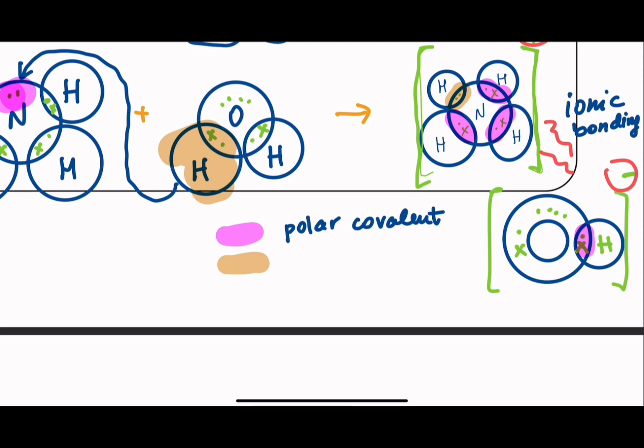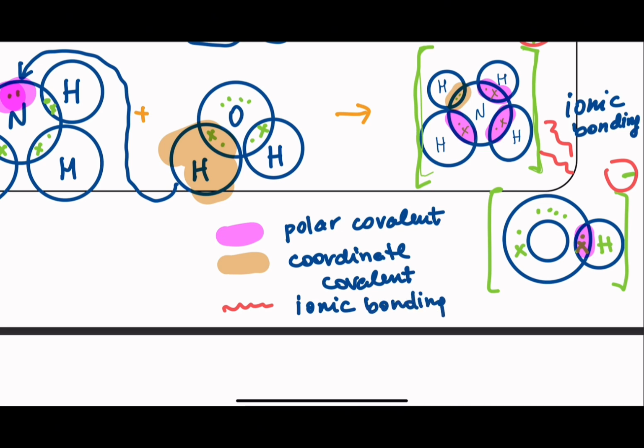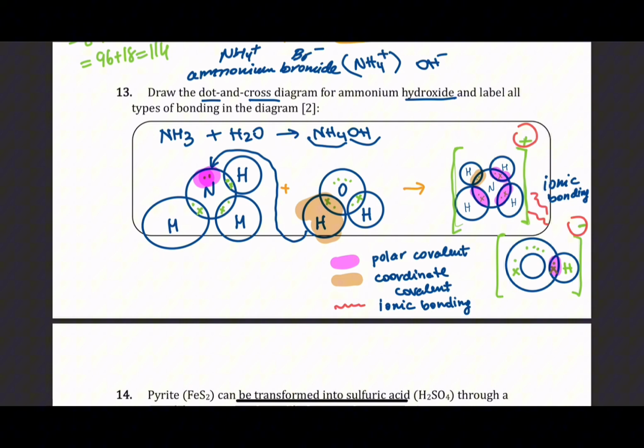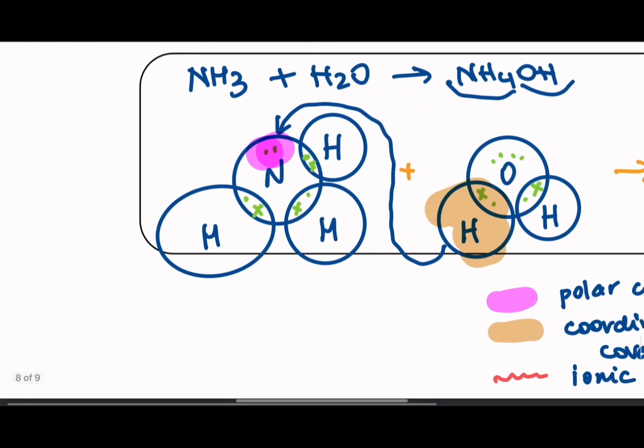The one in the brown is coordinate covalent, which we did many times for NH4. And the ionic bonding is the red one. So altogether, we had both ionic bonding and covalent bonding there. Now after this, we're going to do the other question we left up there. For example, let's do it for ammonium bromide.